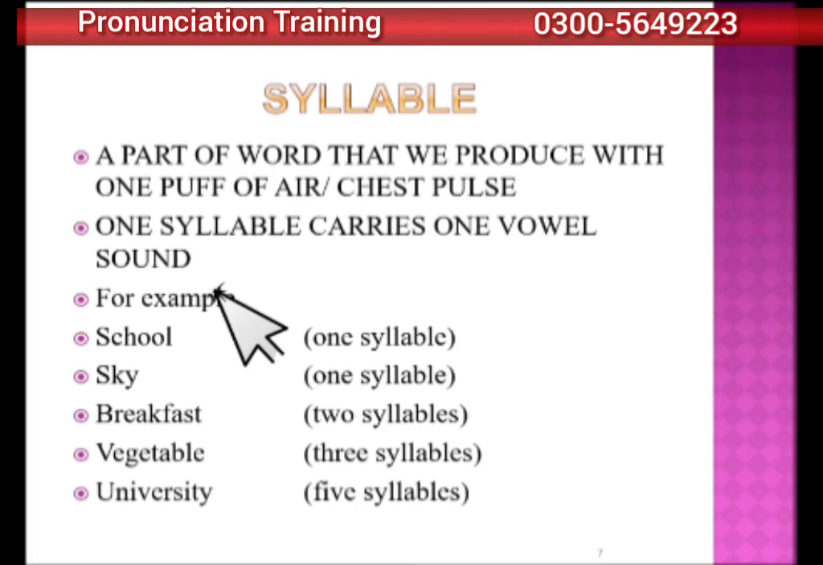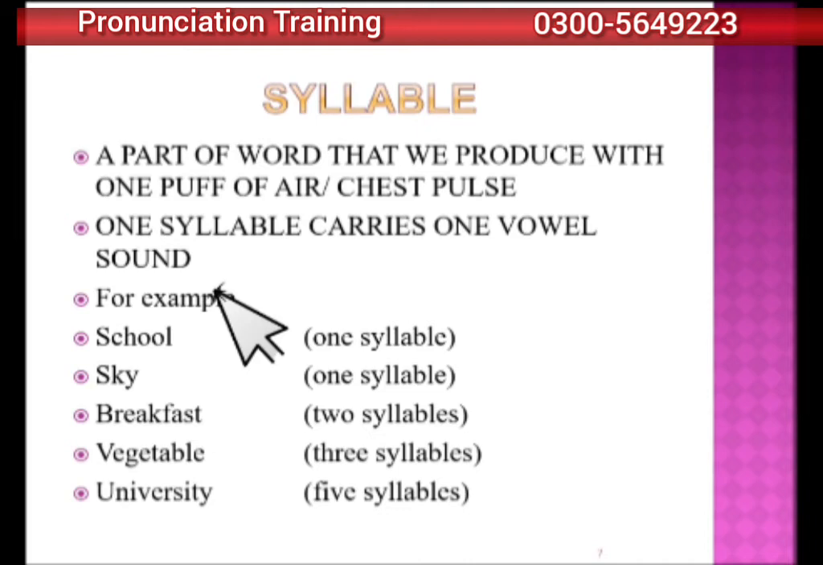That's a part of a word that we produce with one puff of air. This is one puff of air with one chest pulse, and one syllable carries one vowel sound. That's the simple identification of syllable. एक syllable के अंदर एक vowel sound होती है. So one word may consist of 2, 3, 4, 5, 6, 7 syllables.